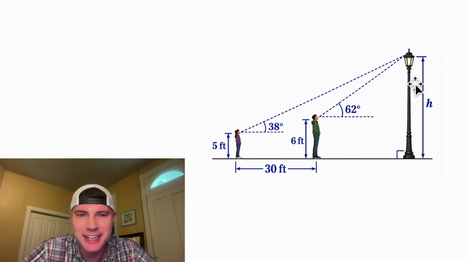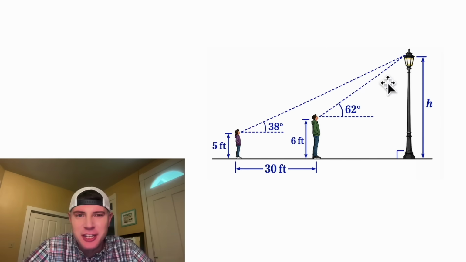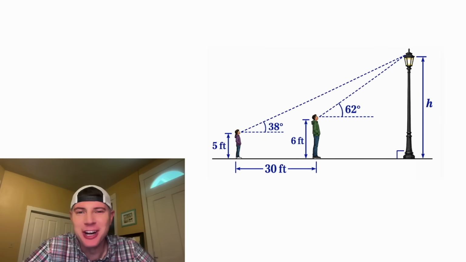We're trying to find the height of the lamppost. And we're given these two people, which are 30 feet apart, looking up at the top of the lamppost. This 5-foot tall person is looking up at an angle of 38 degrees, and this 6-foot tall person is looking up at an angle of 62 degrees. If you want to try it on your own, pause it right now, because I'm going to solve it in 3, 2, 1.